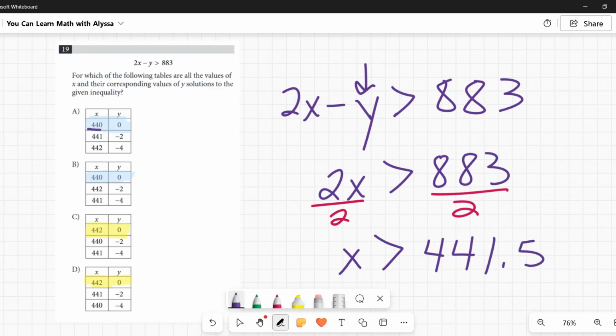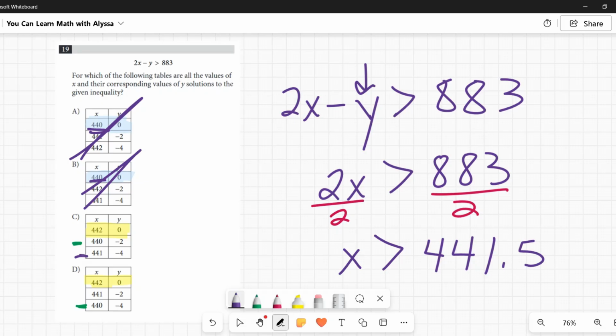Well, 440, those are not greater than 441.5. A and B are gone. Right now, C and D. For 440, I only want to pick one of these. It looks like they're different. This one says when x is 440, y is negative 2. Here it says 440 and negative 4.